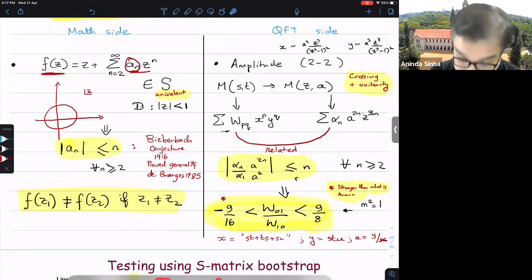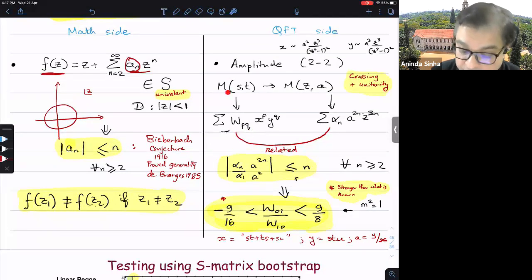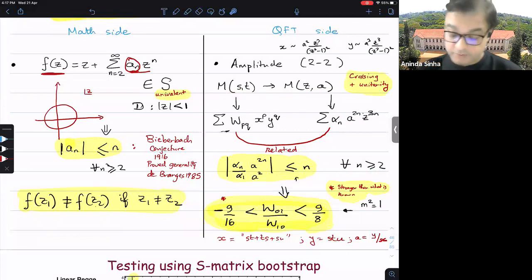Very specifically, what we will show is that there are these two-sided bounds which follow from this inequality, which are basically you rewrite m in terms of z and a, you expand like so, and call the coefficients alpha_n. Then alpha_n divided by alpha_1 will also be bounded exactly by n. And this I can derive using the crossing symmetric dispersion relation. So that is why there is this very interesting connection with the Bieberbach conjecture.